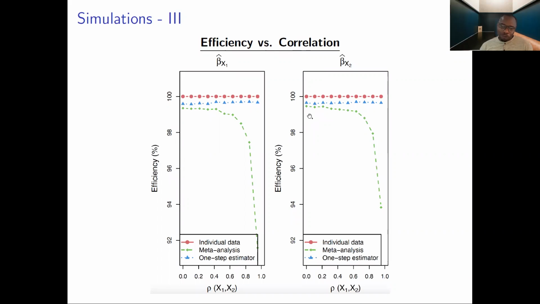Similarly, we wanted to check how correlation affects performance. It was a bivariate, so multivariate, covariate setting. What I did was basically increase the correlation between the two of them, and you can see as we begin to get highly correlated data sets from 0.5 upwards, the meta-analysis begins to fall down quite quickly. In contrast, the proposed one-step estimator is almost unaffected by correlation between the covariates.